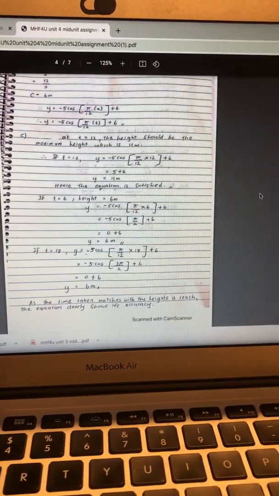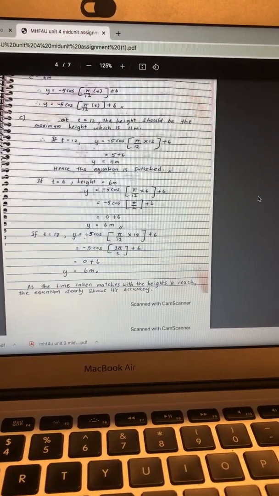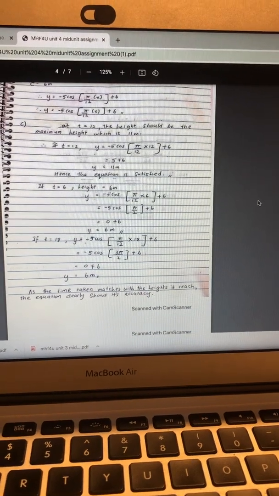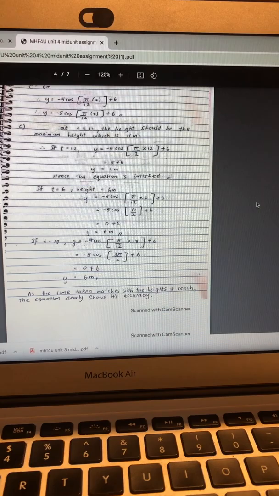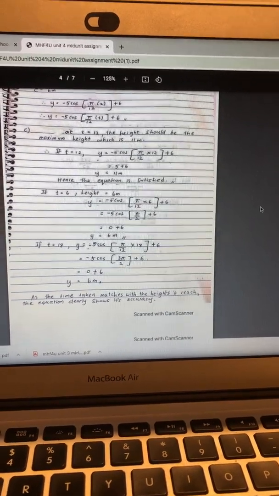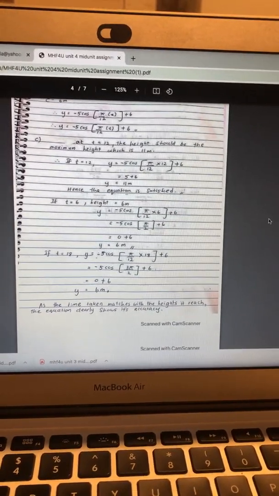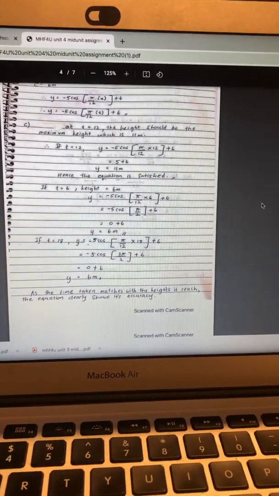Yeah, and moving to part C, where t is equal to 12, the height should be the maximum height, which is 11 meters. If t is equal to 12, y is equal to minus 5 cos pi by 12 multiplied by 12 plus 6, which is 5 plus 6, where y is equal to 11 meters, where the equation is satisfied.